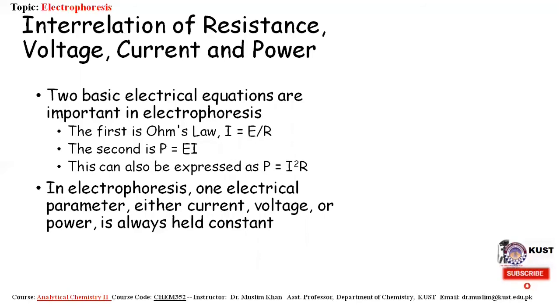Two basic electrical equations are important in electrophoresis. The first one is Ohm's law: current I is equal to E divided by R. The second is P is equal to EI. Putting the value of I in equation 2, this can also be expressed as P is equal to I squared R. So in electrophoresis, one electrical parameter, either current, voltage, or power, is always held constant, and the other two are the variables.